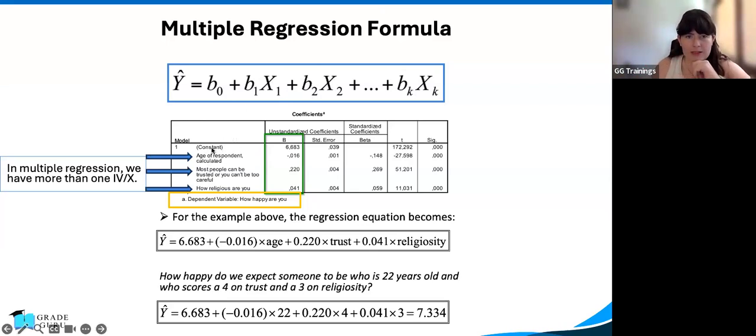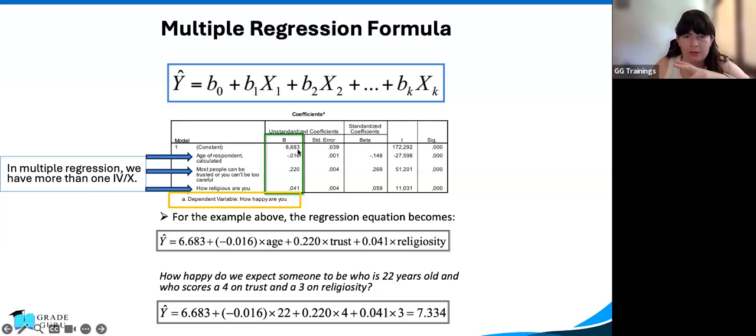Our B0 is our constant, so 6.683 here. And our B1 for independent variable 1, age, is negative 0.016. Because it's negative, you make sure you put that in brackets, just to keep the structure of the formula. Basically that indicates that when age increases by 1 year, happiness decreases by 0.016. Our dependent variable is happiness.